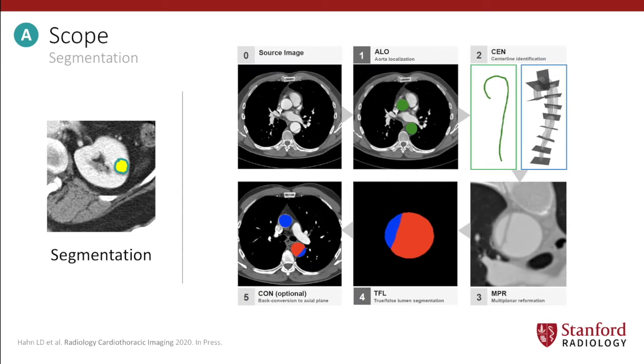So an example from our group is a segmentation problem that Louis Hahn worked on. So what he did is he developed an algorithm that automatically segments the true lumen and the false lumen in patients with initially uncomplicated type B aortic dissections on CT angiography exams. He first identified or localized the aorta, and then he drew a center line which was used for multiplanar reconstructions, and the algorithm was actually developed on these images determining the true lumen and the false lumen. And then optionally there was a back conversion step to the actual plane so that you can see the true lumen and the false lumen in the actual plane.